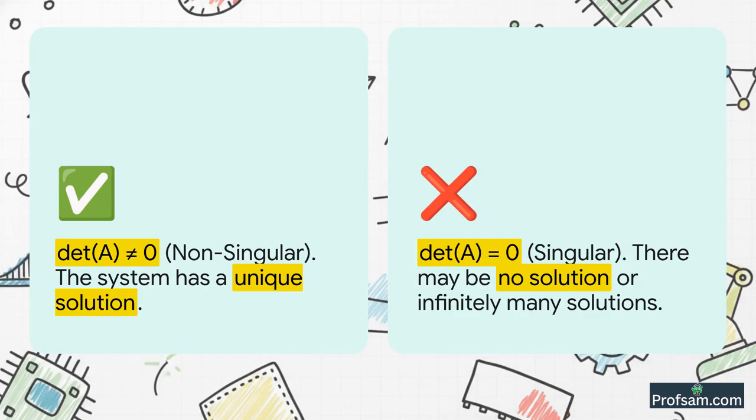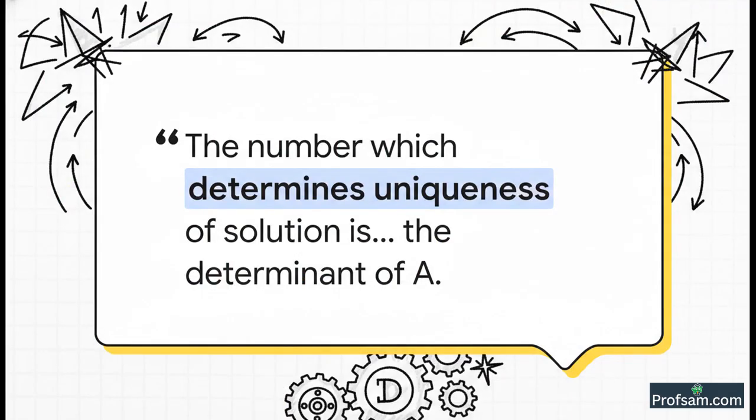But if the determinant of A is 0, things get complicated. The system might be inconsistent, meaning no solution, or it might have infinite solutions. It's like having no target at all or countless targets overlapping. The determinant tells you exactly what kind of problem you're facing. You know, your own NCERT textbook has a beautiful line for this. It says that the number which determines the uniqueness of a solution is the determinant of A. See, the name itself tells you what it does. This one number is the key.